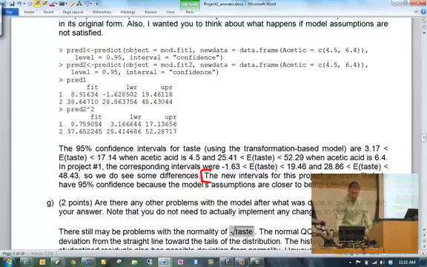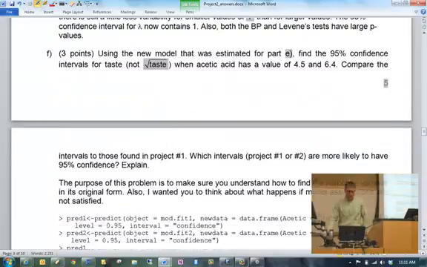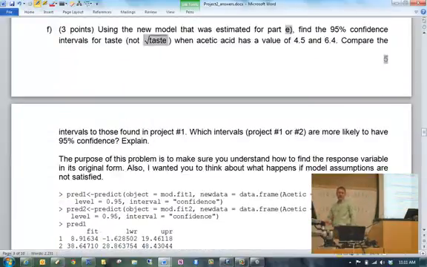But a few students still missed it on the project. I asked you in part F, which confidence interval, the one that came about from using the model that had the square root of taste, or the one that you constructed in Project 1, which did not do any kind of transformation, is more likely to actually be a 95% confidence level? And the answer, hopefully you've read it by now, is the square root of taste. Why? Because the assumptions of your model are more likely to be satisfied.